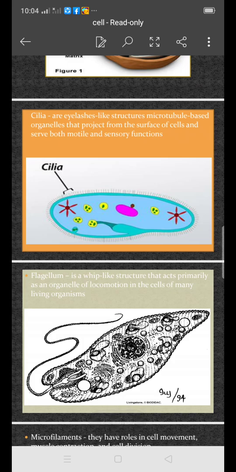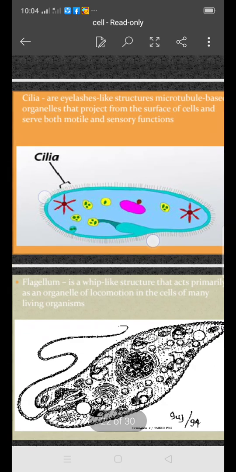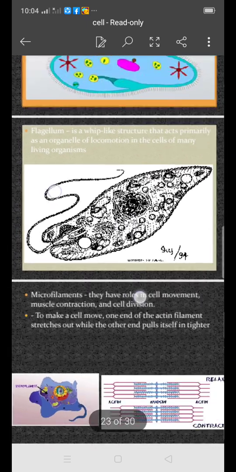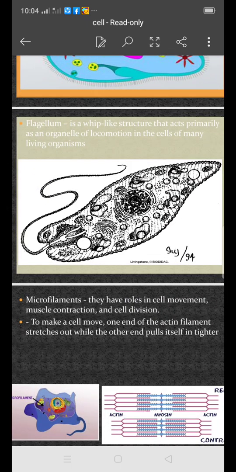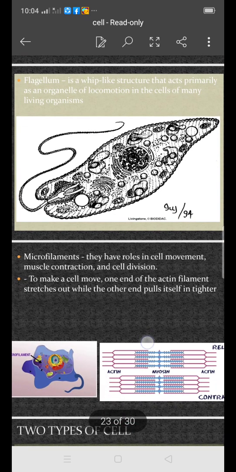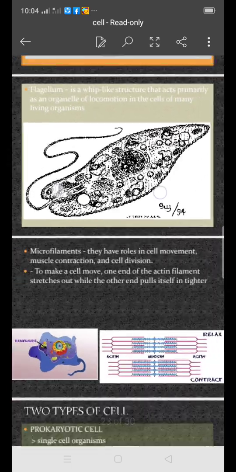Cilia. Cilia are eyelash-like in structure, microtubule-based organelles that project from the surface of cells and serve both motile and sensory functions. So this is the image of cilia. And we have also flagellum. Flagellum is whip-like in structure and acts primarily as an organelle of locomotion in the cells of many living organisms. And so this is the image of flagellum.